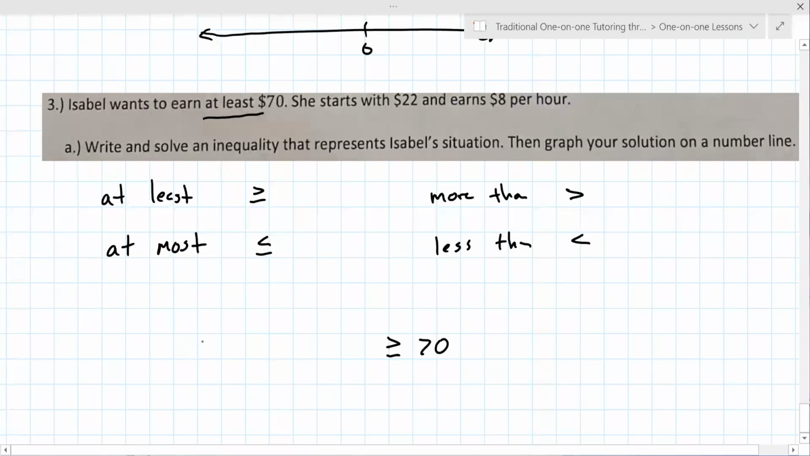She starts with $22 and earns $8 per hour. So the idea is that this is what's called the fixed, or the starting amount, and then this is the increase.